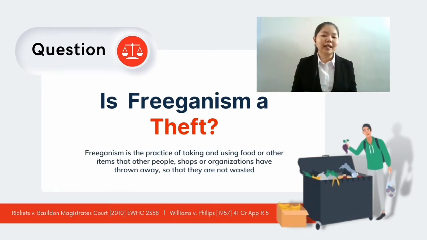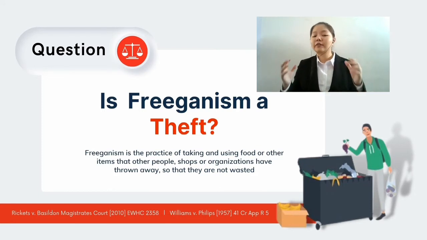In Ricketts' case, a man was convicted of theft for taking clothing from the bins outside a charity shop. Although the clothing had been discarded, it was not abandoned. The owner actually intended the bags of clothes to be taken for charity. Thus, it appears that mere disposal of the item is insufficient to constitute abandonment. So whether taking such property constitutes theft or not becomes a question.